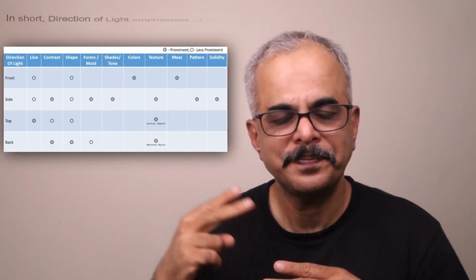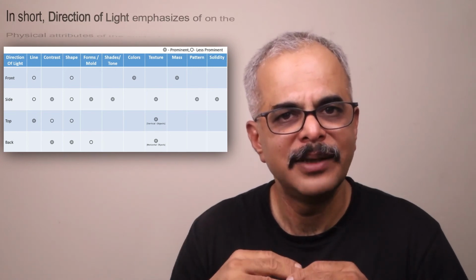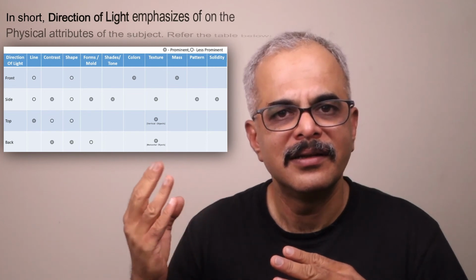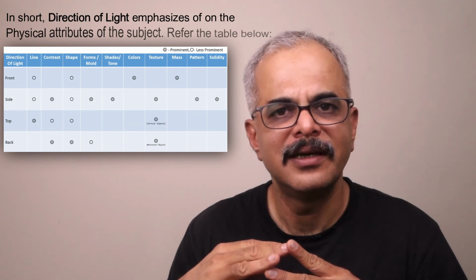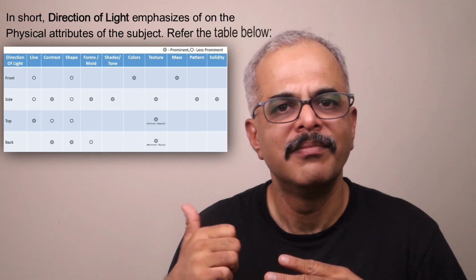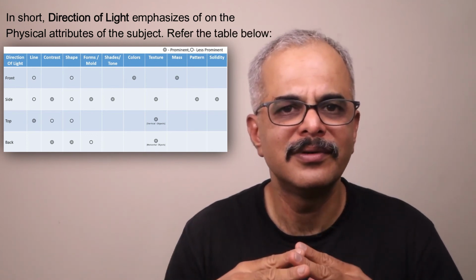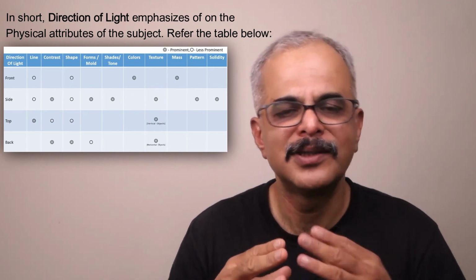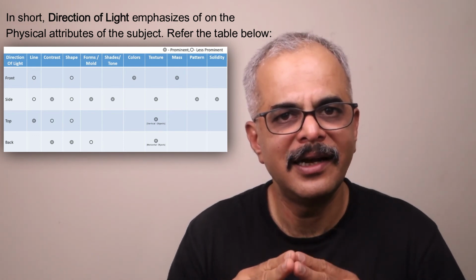The first is line, second is contrast, third is shape and forms, which can also be termed molds, then tonality, that is the shades, then colors, then texture, then mass, pattern and solidity. So there are almost 8 to 10 physical attributes which are normally emphasized by these particular directions of light. This is how we should skillfully understand the light.